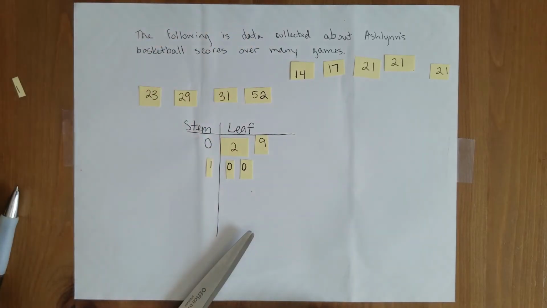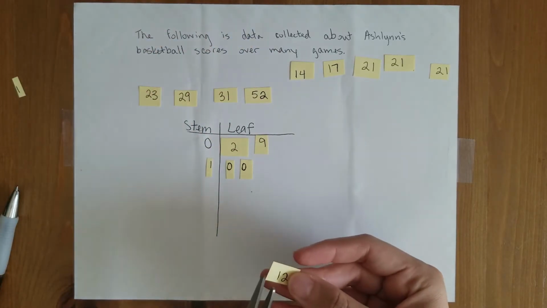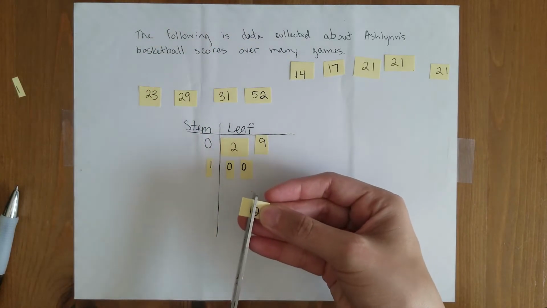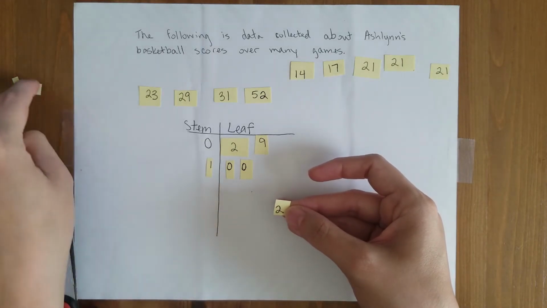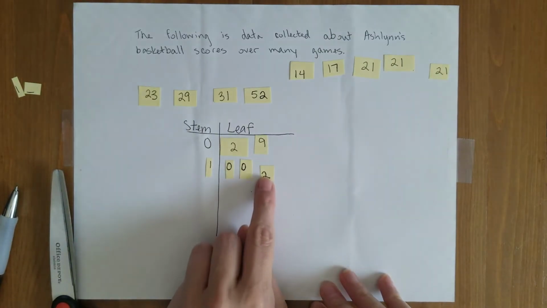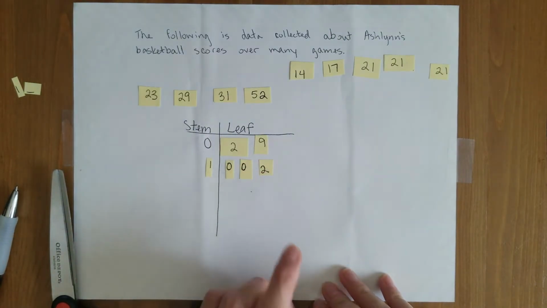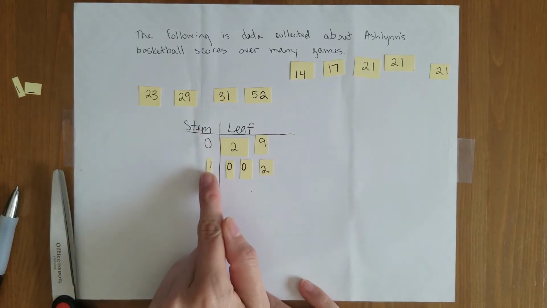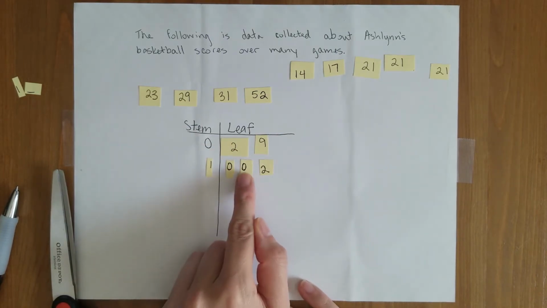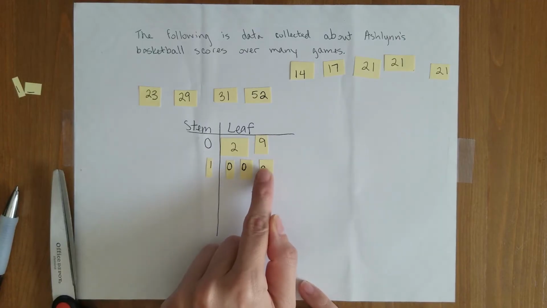Let's keep going. 12 points. We already have a stem of 1, so we don't need this one. Here's a leaf for 2. So far we have games where they've scored 2 points, 9 points, 10 points, another game where it's 10 points, and a game of 12 points.